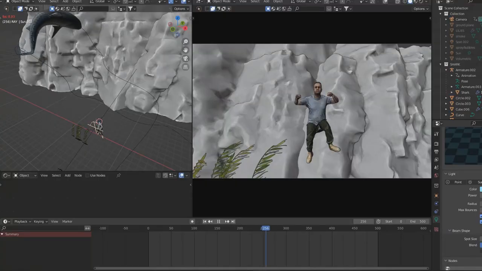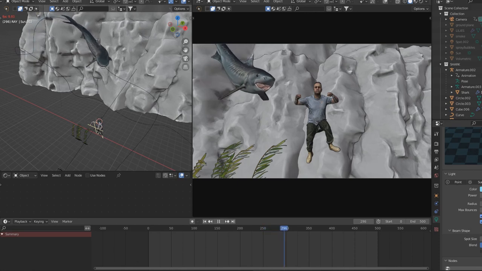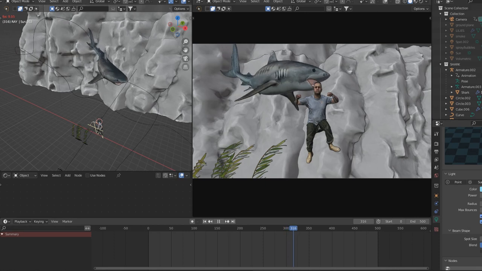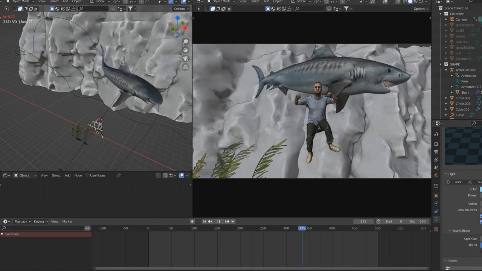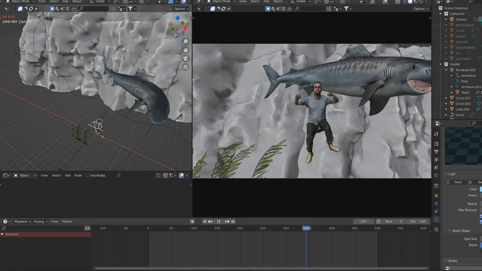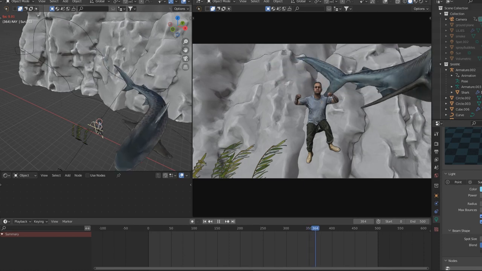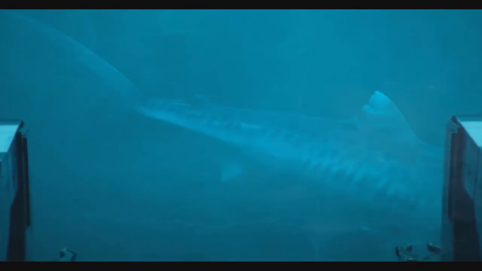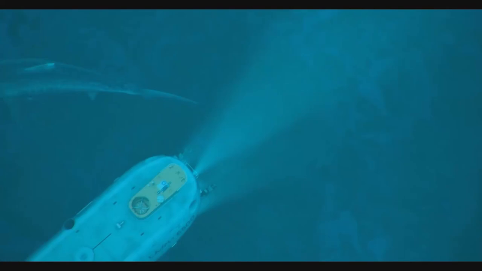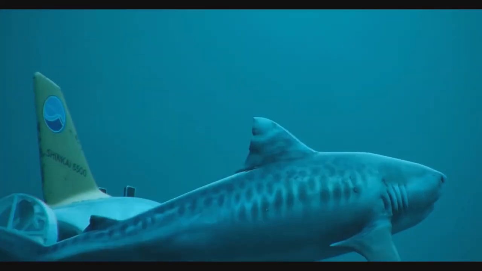In the case of the shark, this guy was a monster. The general idea here is he was constrained to a curve, which helps give him that smooth movement as if gliding through water. I tried my best to replicate reality, though Quentin does a far superior job of that in his film, so definitely check that out. The link is in the description.